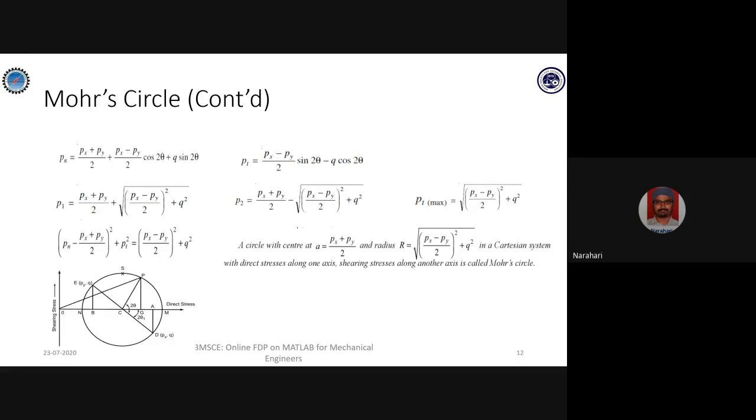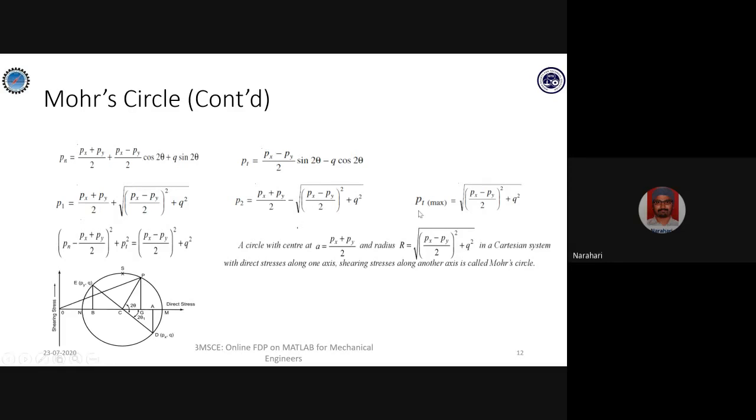When we know there exists a plane on which there will be no tangential stress, that sort of plane is called a principal plane. On the principal plane, whatever normal stresses occur are known as principal stresses, given by P1 and P2 with these formulae. P1 and P2 together: (Px plus Py)/2 plus or minus root of ((Px minus Py)/2) whole square plus Q square.